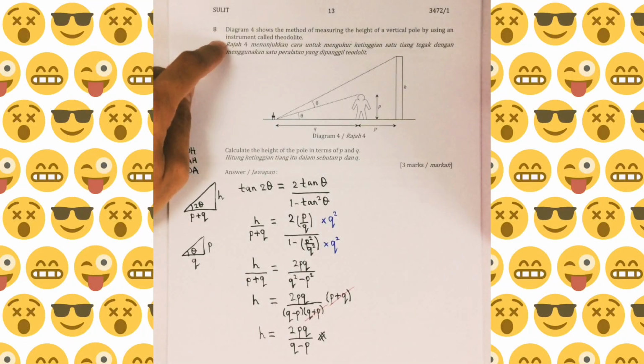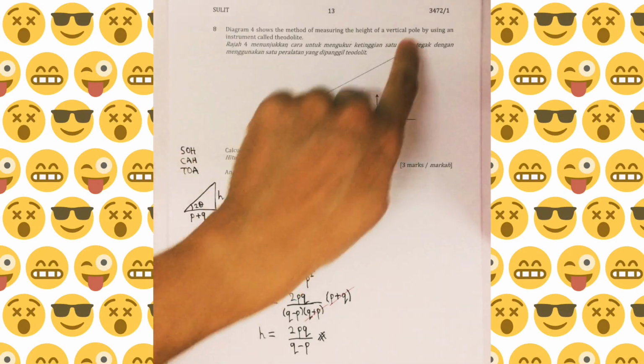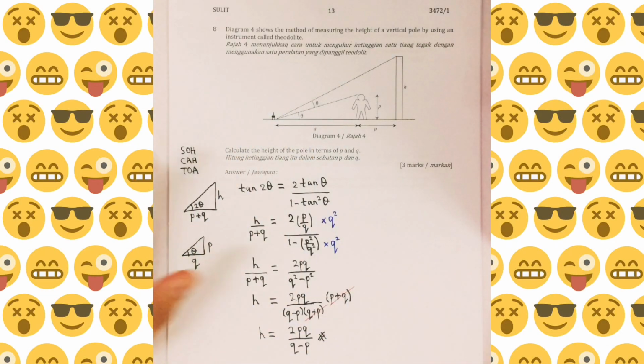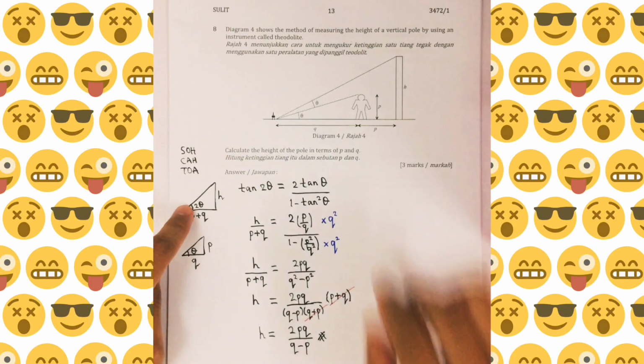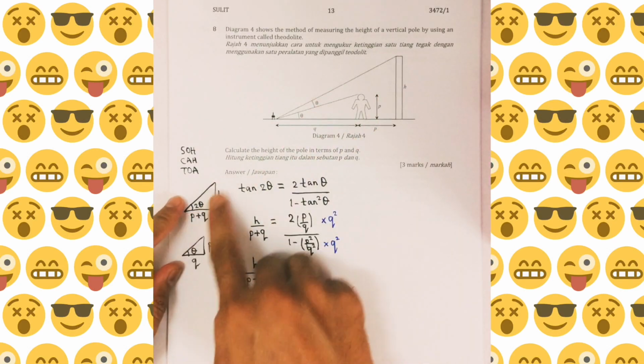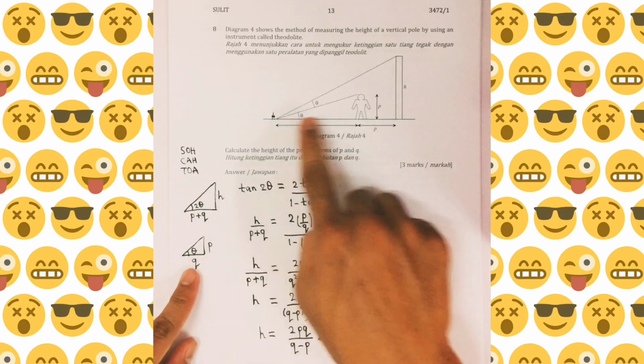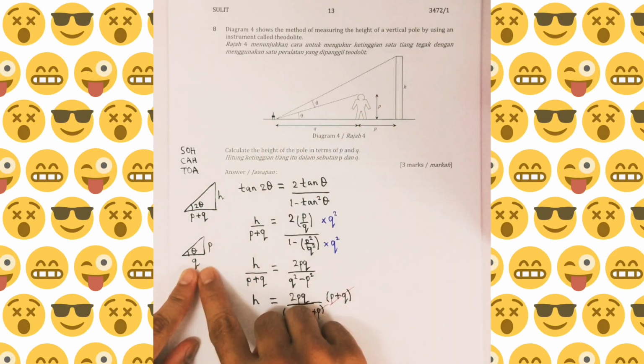Okay, question number 8. This is a trigonometric function equation. First, if you redraw your triangles and draw the bigger triangle, theta plus theta will give you 2 theta, and the height will be h. The opposite will be h. The adjacent will be p plus q. And if you consider the small triangle, you have opposite p, adjacent q.